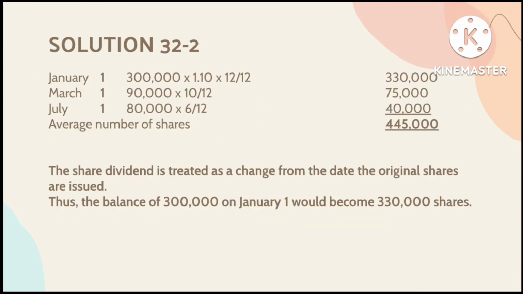Let us adjust the number of shares outstanding. As a rule, the 10% share dividend issued in February is treated as a change from the date the original shares were issued. Thus, the January 1 balance is adjusted for the 10% share dividend. 300,000 times 1.10 times 12 over 12 is equal to 330,000. From March 1 to December 31 is 10 months, so 90,000 times 10 over 12 is equal to 75,000. From July 1 to December 31 is 6 months, so 80,000 times 6 over 12 is equal to 40,000. The total average number of shares is equal to 445,000.